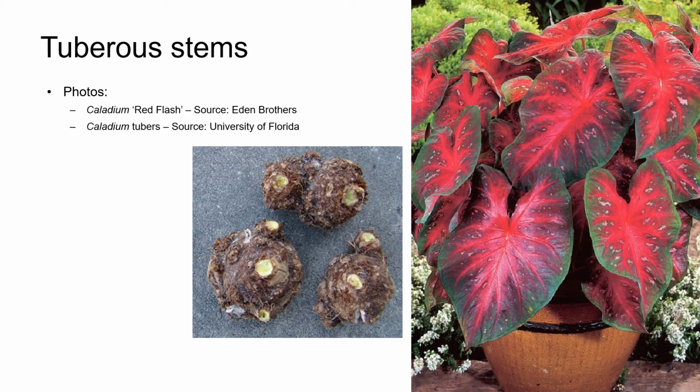Caladiums are a good example of a popular plant that produces and is commercially propagated by stem tubers. Most of the caladium production in the US is in Florida because that's where the environmental conditions are at their best for reproducing this particular plant.